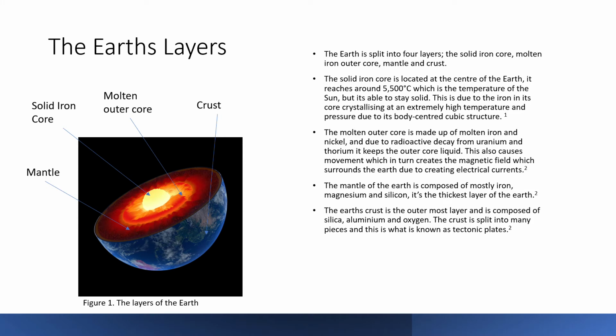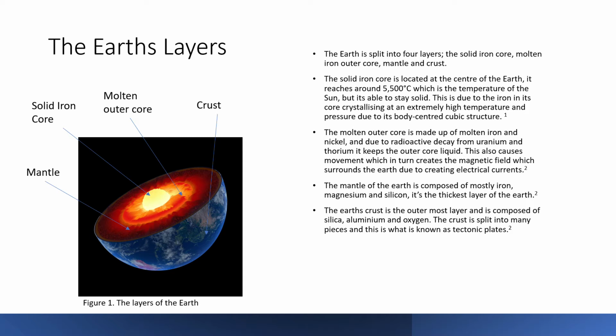Firstly, we have the Earth and its layers. The Earth is split up into 4 layers, being the solid iron core, the molten outer core, the mantle, and the crust. The solid iron core is around the temperature of the Sun, and due to this was thought to be liquid. However, due to iron and its body-centered cubic structure, it's actually solid. At low temperatures, the BCC is in the structure of a crystalline plane, and due to this, it's able to slide over each other, making it highly unstable.